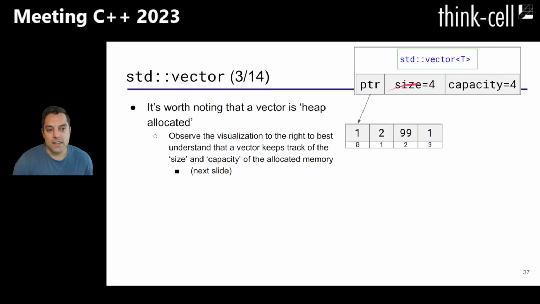So again, this is a more accurate visualization of the vector data structure, meaning that there's some pointer to memory that we've allocated on the heap. And then internally, we're also keeping track of the size and the capacity. The capacity is the maximum number of elements that we can store, and size is how many elements we've actually pushed back into our vector. So again, that's some bookkeeping that's done by the implementation of standard vector.